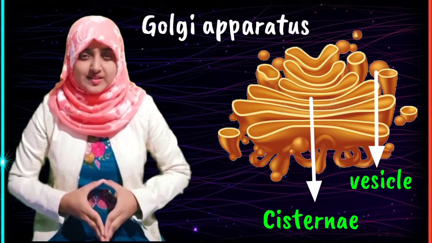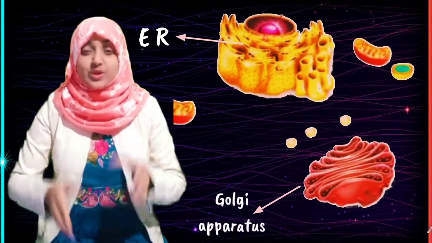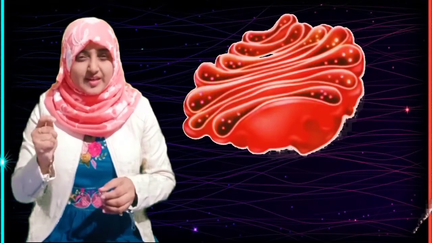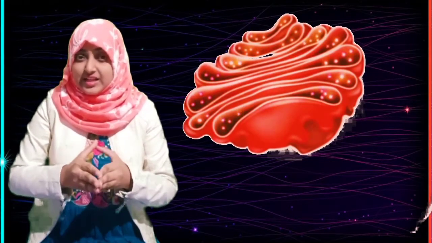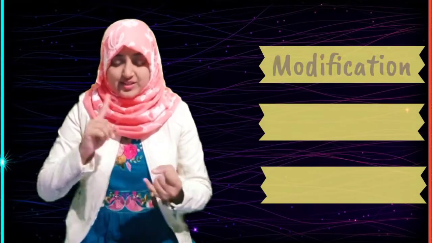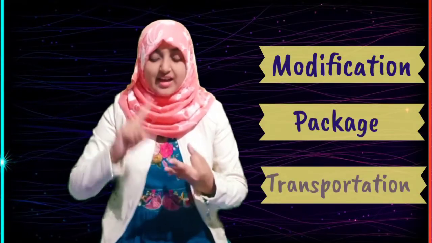Now these Golgi apparatus are often in connection with the endoplasmic reticulum. For example, the proteins and lipids that are synthesized in the endoplasmic reticulum will be first sent to this Golgi apparatus. This Golgi apparatus will then modify or make any changes in the product, and then it will pack the product and transport it to the target site. So the major function of Golgi apparatus is modification, packaging and transportation. So this is about the Golgi apparatus.